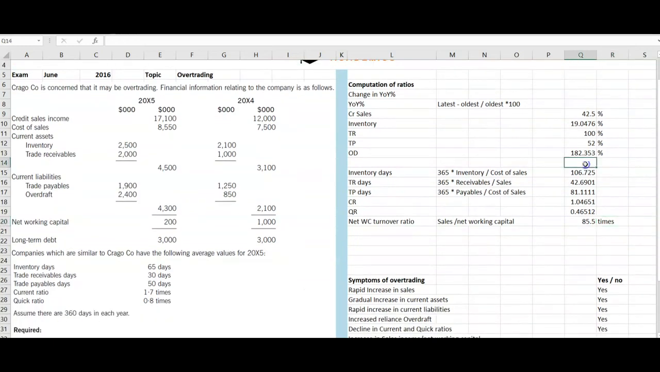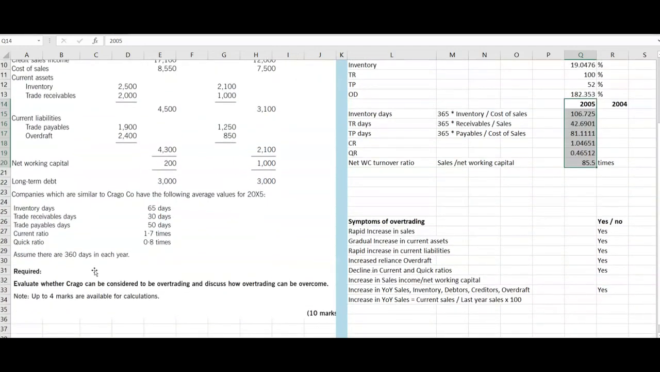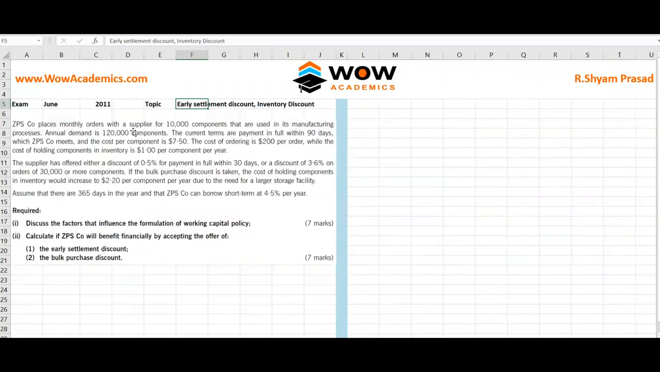We have worked it out for the 2005 year. If you want, you can work out the 2004 year and find out how these numbers are moving. Mostly the question would have been set so that some numbers will be lower and these ratios will be higher. So this will indicate the overtrading position. So that's about this problem. Overtrading is a very important concept. Ensure that you understand it really well. We'll move on to the next problem.